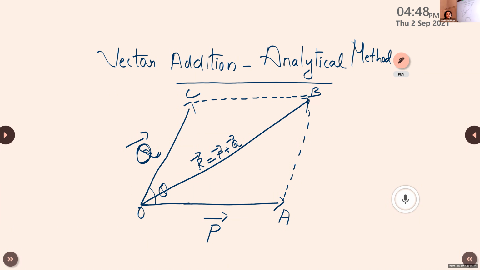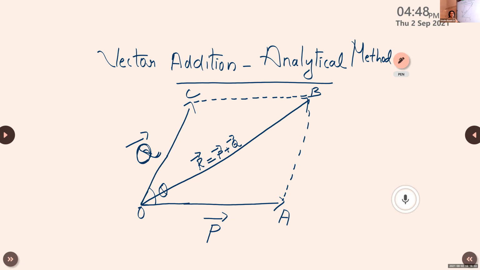Now we are going to enter into the analytical method. So here we get the resultant vector. According to the parallelogram law, the resultant vector is the diagonal of this parallelogram, starting from the same point as vector P and vector Q. Now we want to calculate an expression for the resultant vector. After drawing this resultant vector, all of you write the next sentence.